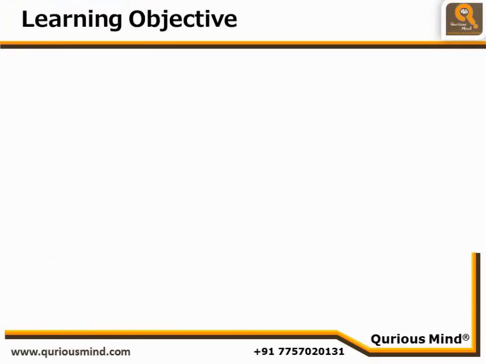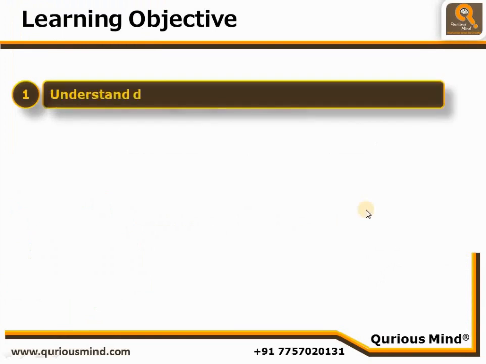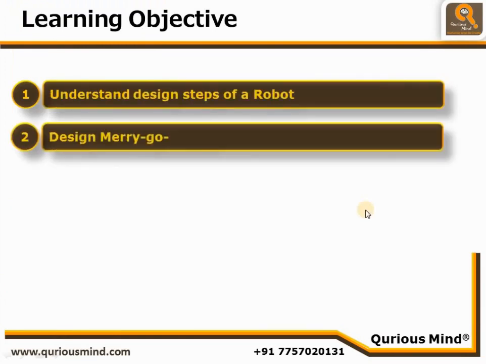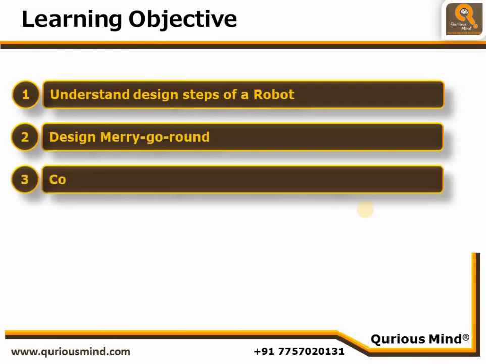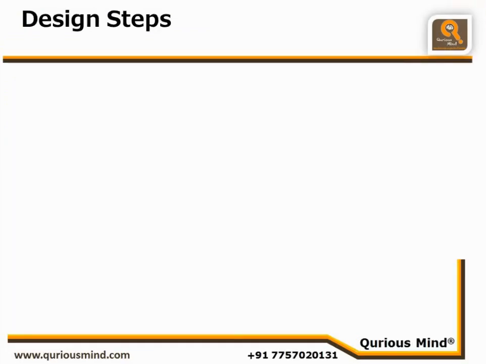So our learning objectives from this video are: understand the design steps of a robot, then design merry-go-round, and finally construct merry-go-round based on our own design. Let's understand the design steps and side by side design the merry-go-round.